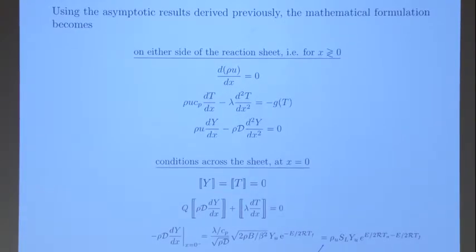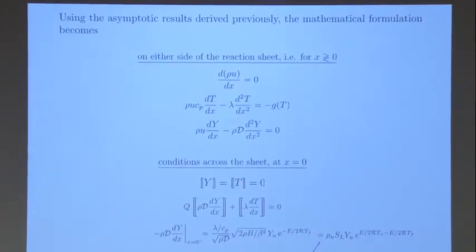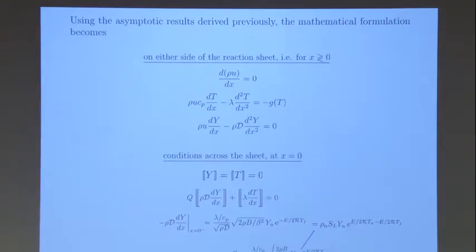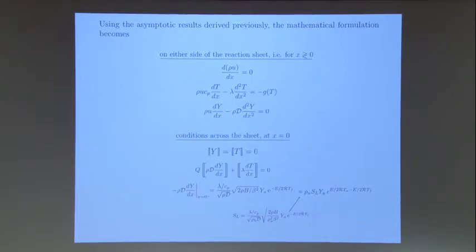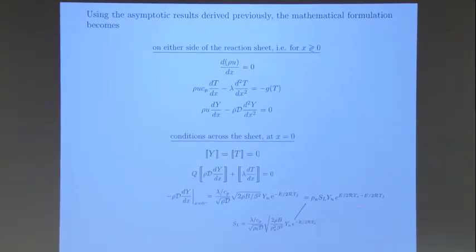Okay. Again, I'm going to use the same idea of a reaction sheet, and I'm going to use the same simplification that I have adopted before, namely this expression for the flux of fuel into the reaction sheet. So we are solving this equation with zero condition, in other words, no reaction on the right-hand side. This is in the preheat zone before the flame, and this jump relation across the flame.